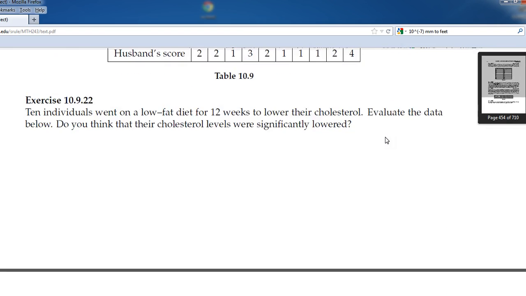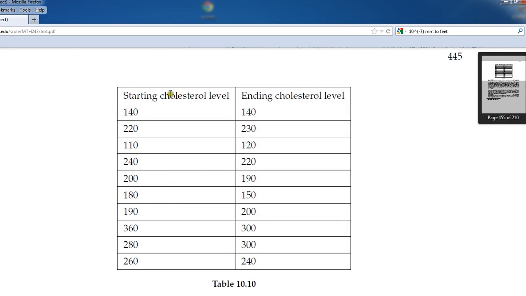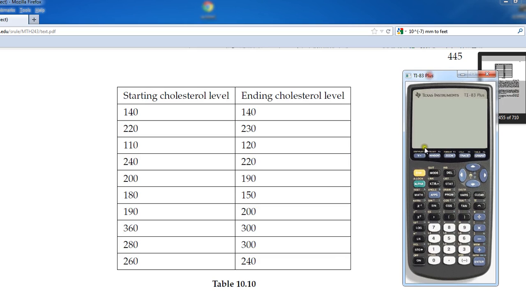And we're trying to see if cholesterol levels were lowered after 12 weeks. So here are the cholesterol levels at the beginning of a 12-week study and at the end. So this is a perfect matched pair kind of test. So I say let's get in here and start crunching some numbers.